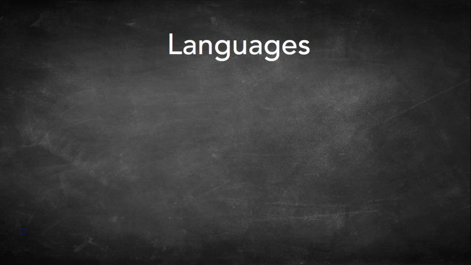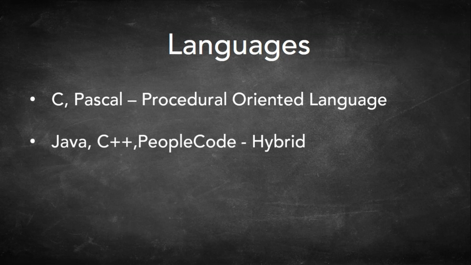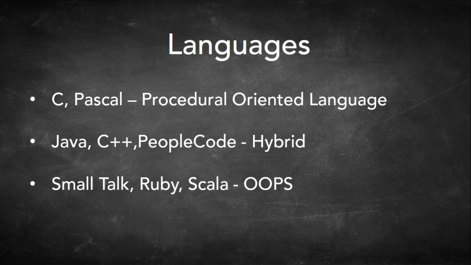Now let's go through some popular languages and see what kind of programming pattern they follow. Old languages like C and Pascal follow procedural oriented programming. Languages like Java, C++, and even PeopleCode support both procedural oriented programming as well as object oriented programming. They are not pure object oriented languages because not everything defined is an object. On the other hand, languages like Smalltalk, Ruby, Scala are pure object-oriented languages.